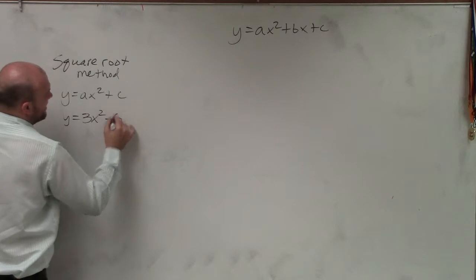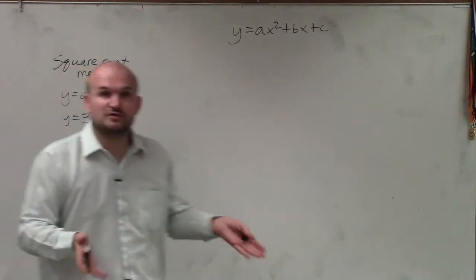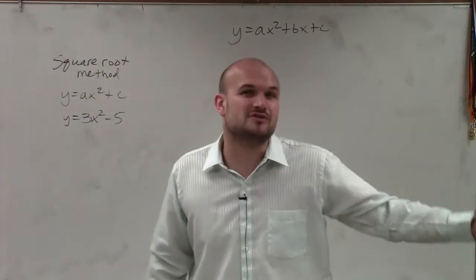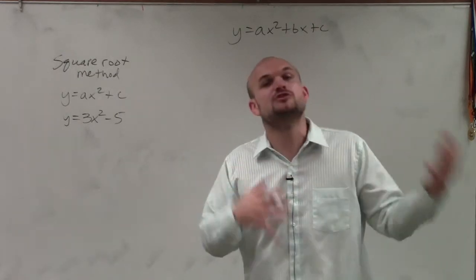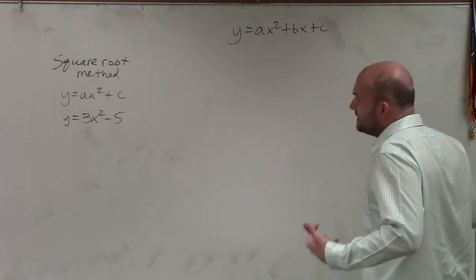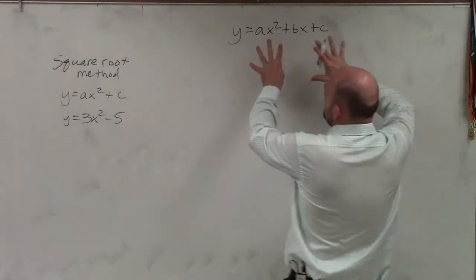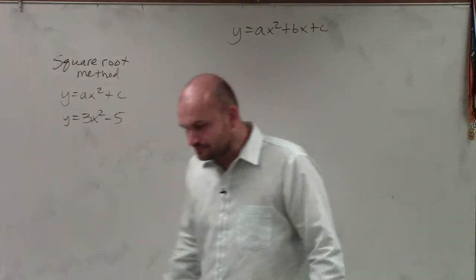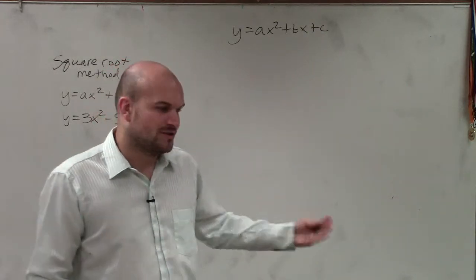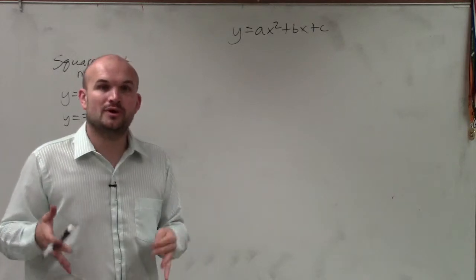3x squared minus 5. All right, that is a problem that we can solve using the square root method, which is pretty much using inverse operations, just like we use for solving equations. You're undoing the operations. However, we get into some issues when we start seeing quadratics that have the x and our middle linear term. When we have quadratics like that, we need to start getting into factoring.